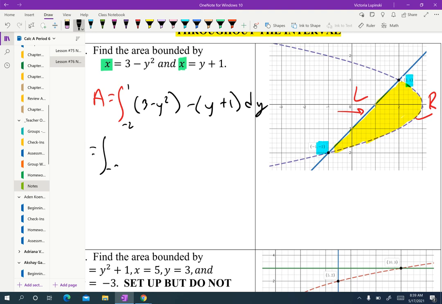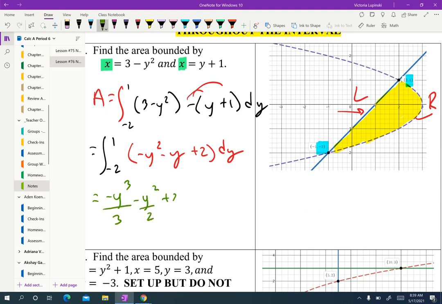Still the integral from negative 2 to 1. You're going to go ahead and distribute and simplify. And then I'm going to just rewrite it. So negative y squared will go first, negative y, and you're going to get a 3 minus 1, which turns out to be a positive 2, dy. You're now going to go ahead and integrate each of those values one at a time. So negative y squared becomes negative y cubed over 3, minus y squared over 2, plus 2y. You're going to go ahead and evaluate that from negative 2 to 1.